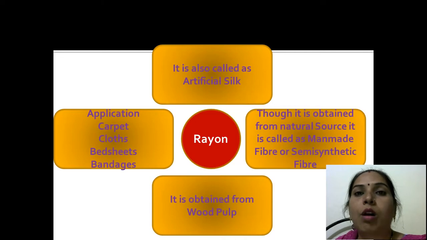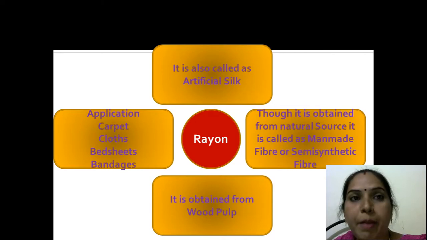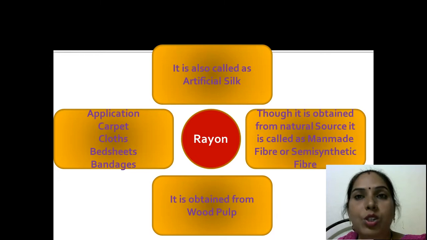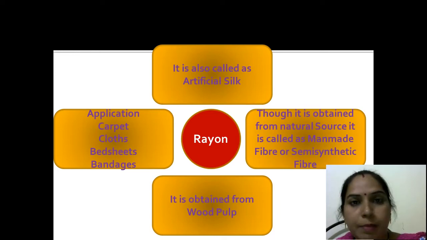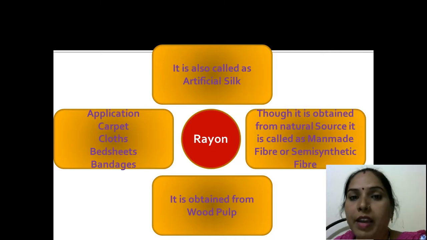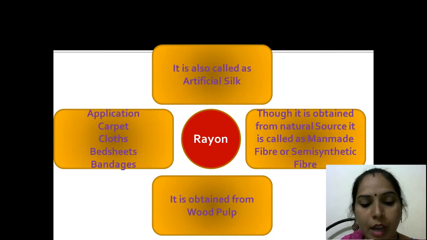Although rayon is man-made, it is obtained from a natural source. It is prepared from wood pulp, and wood pulp means cellulose, which is natural. Where is it used? Rayon is used in preparing carpets, clothes, bed sheets and bandages also. It is a cheap silk. It looks like silk, but it is not silk. Is that clear?